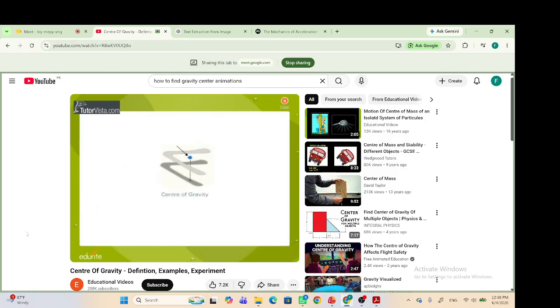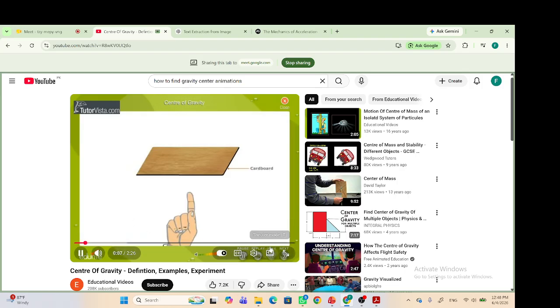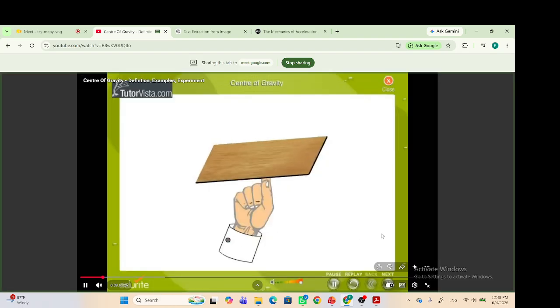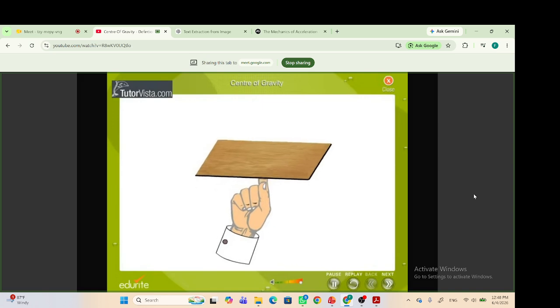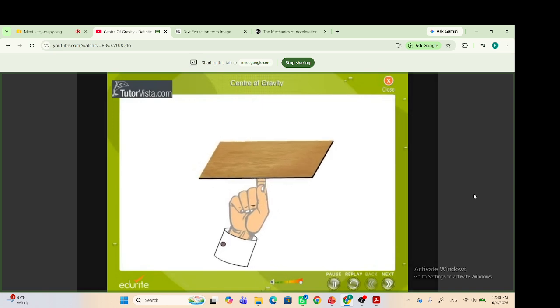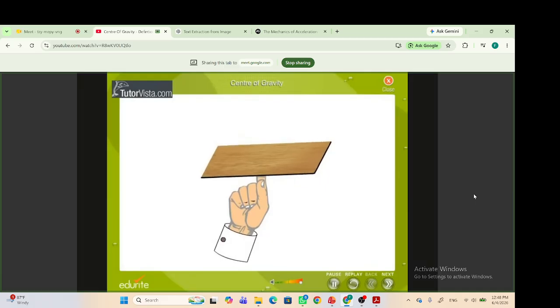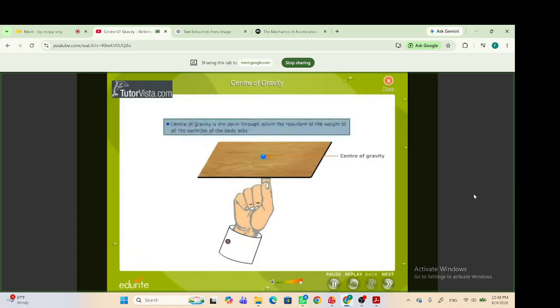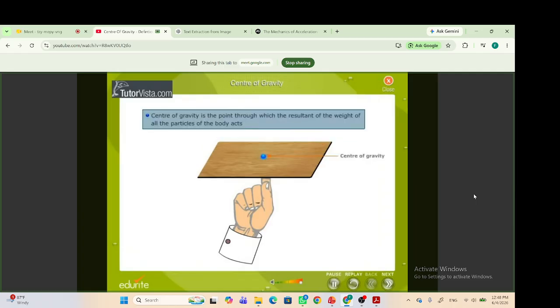Center of gravity. Try to balance a piece of cardboard on your fingertip. What do you observe? We observe that there is only one point on which the cardboard can be balanced. This point where the cardboard can be balanced is called the center of gravity of the cardboard. Thus, the center of gravity is the point through which the resultant of the weight of all the particles of the body acts.